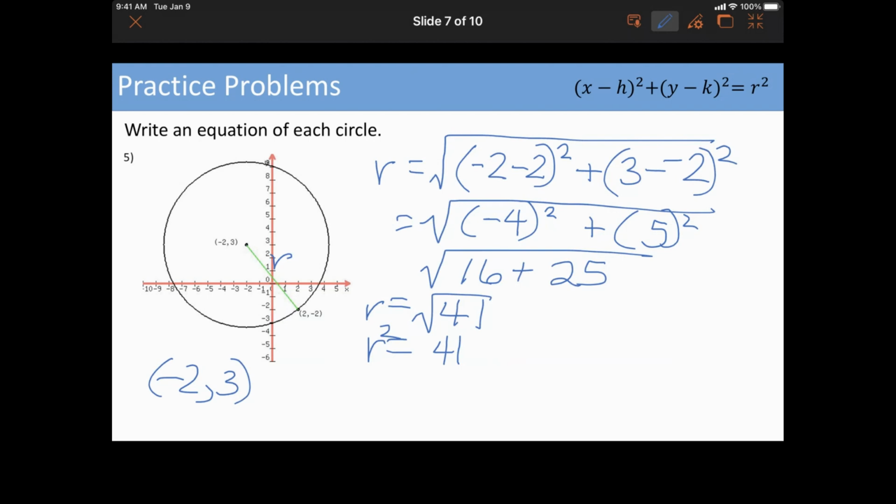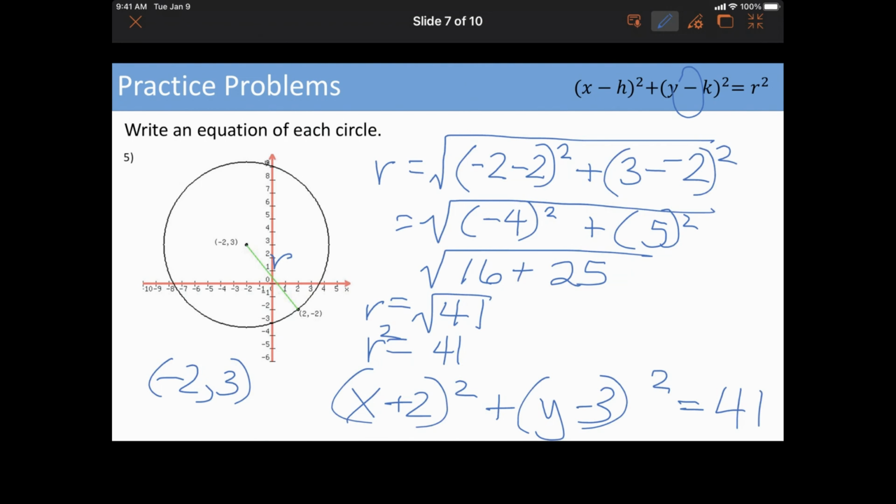Now I'm going to use the formula. The negative and a negative is going to give me a plus. And then it's going to be a minus again, because that's what's in the equation up here. And 41. So if you're not given the radius or the center, you have to find it.